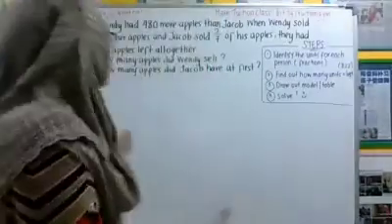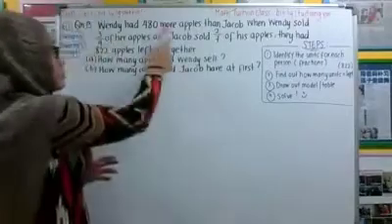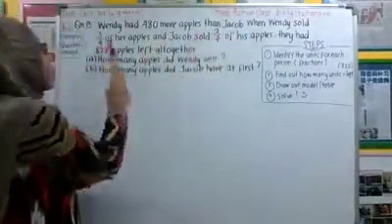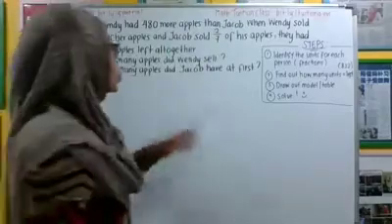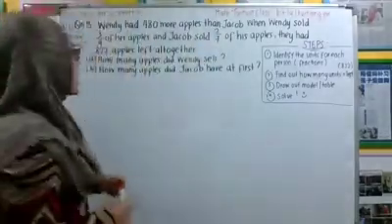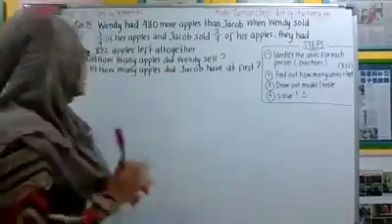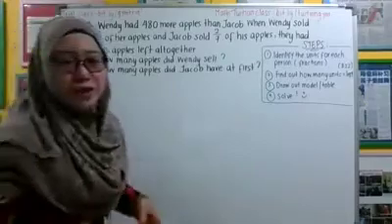Alright, ready. Wendy had 480 more apples than Jacob. When Wendy sold 3/4 of her apples and Jacob sold 2/7 of his apples, they had 822 apples left altogether. How many apples did Wendy sell? How many apples did Jacob have at first?